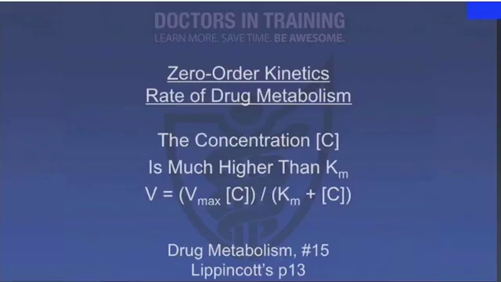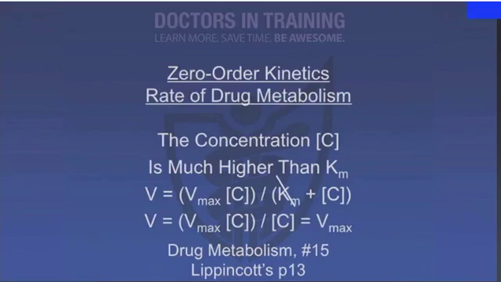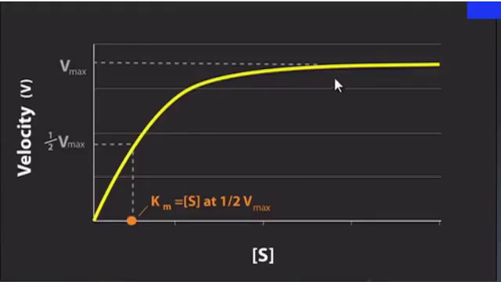So with these zero-order drugs, the concentration of drug, which is C, is much higher than Km. So the denominator cancels out, and you're left with V equals Vmax times C divided by C, or V equals Vmax. So again, just like we saw on our Michaelis-Menten graph, on that far right-hand side, the velocity of the reaction is maximized at all times. It's independent of the concentration of substrate. The velocity is going to be Vmax no matter what the concentration of the substrate is.